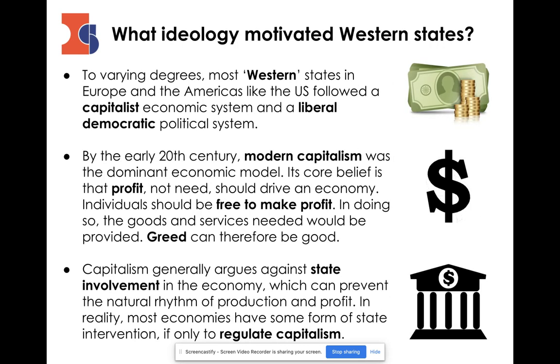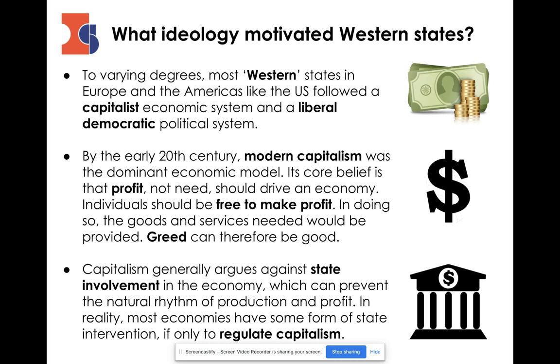So that leads us to the question of, well, what were their ideologies? And to start with, what motivated Western states? Well, most Western states, it's not a very precise term when you say Western, but it does describe the states of Europe, North America, and other Western influenced states as being capitalist economic systems married with democratic political systems. And in the UK and the US, a liberal democratic political system.